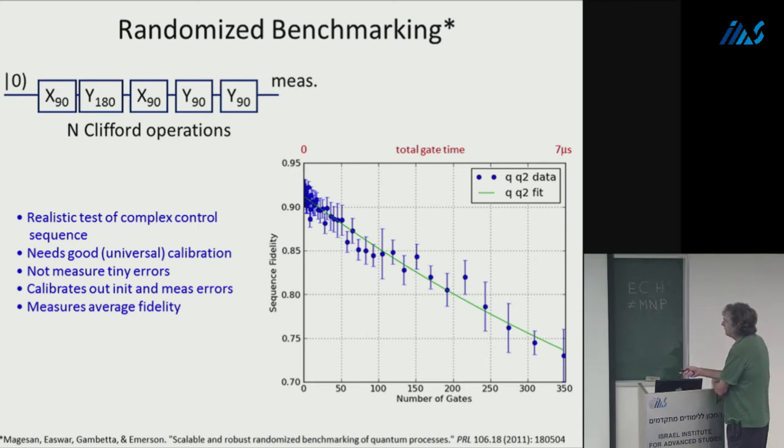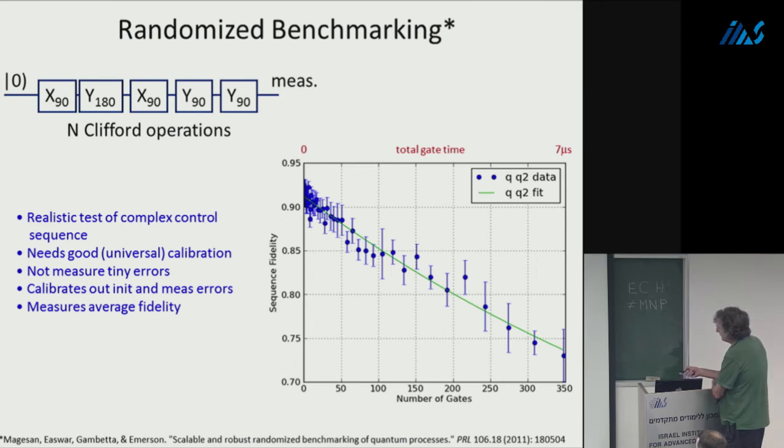In reality, we have about 92 or 93 because of initialization and measurement errors. We're fixing that, but you're just worried about, as you add more of these operations, how does the sequence fidelity go down? And you see as you increase the number of gates, the fidelity goes down and down and down. And this is a really good randomized benchmarking because it's a very realistic test of a complex control sequence. You need good universal calibration so that this gate here is synthesized completely independently of all the other gates. You're not measuring tiny errors and the like.